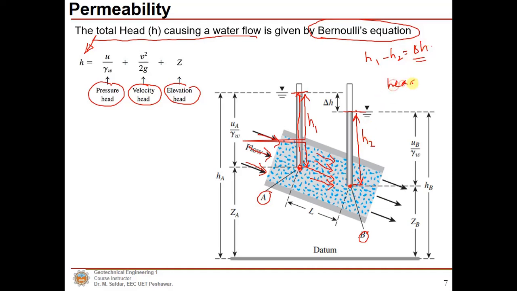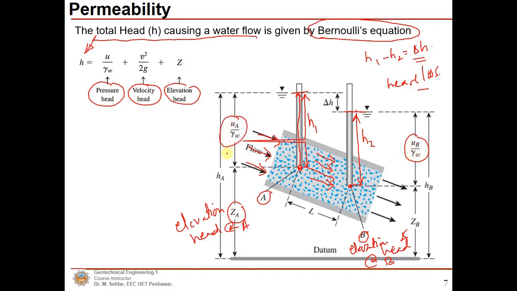That is head loss. Now ZA is the elevation head at point A. ZB is the elevation head at point B. UB divided by gamma W, where gamma W is the unit weight of water, is the pressure head at point B, and UA divided by gamma W is the pressure head at point A. This is the datum.